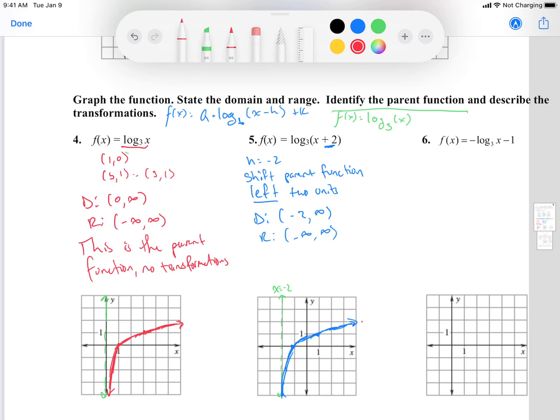Keep in mind that this negative 1 here is actually my k value. So if you don't see it in parentheses, it's not included in the logarithm. So for this, our a is negative 1, which means we have a reflection across which axis? Remember, when a is negative, we have a reflection across the x-axis, y-axis, which one? X-axis.